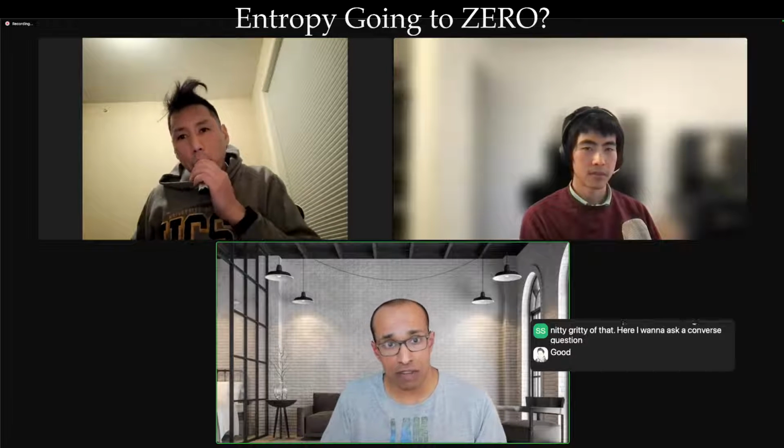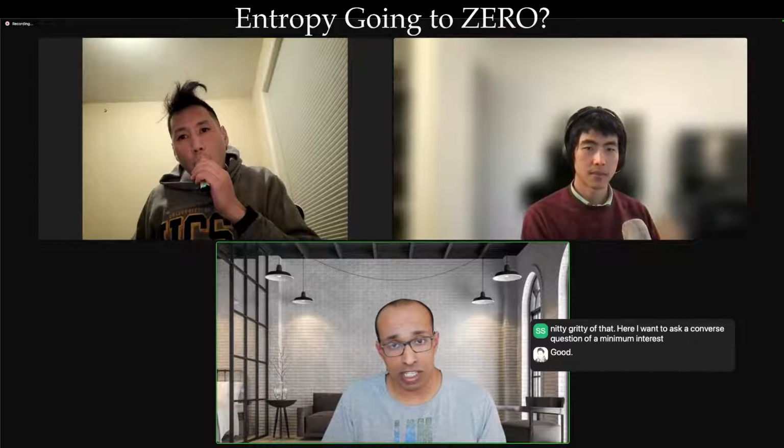So last time we had talked about maximum entropy, in the sense of: is there a limit to how much entropy you can have in a certain amount of space? We talked about how that relates to black holes. So if you are interested, do check out our last episode on that. We go into the nitty-gritty of that. But here, I want to ask a converse question of a minimum entropy. So I guess, Tim, can you start off by describing, classically, how do you think about minimum entropy? What does minimum entropy even mean?